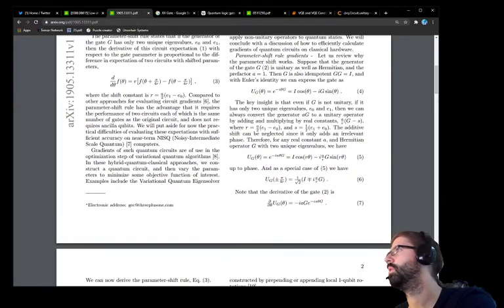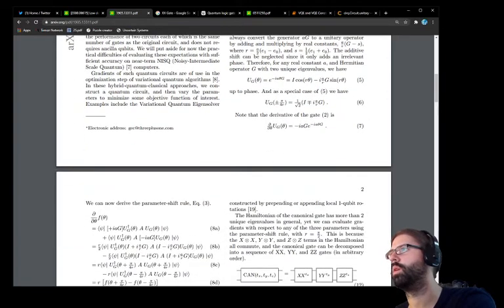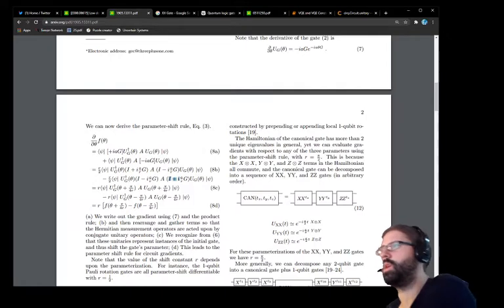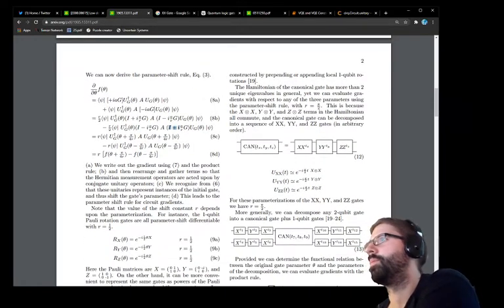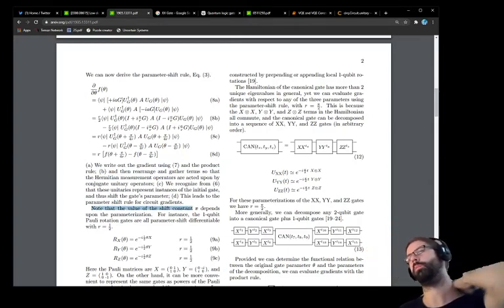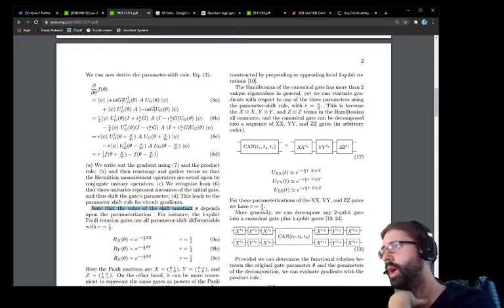Minus iaG, whatever. So we can now derive the parameter shift rule. So they go ahead and then, okay, they replace these. We write out the gradient using the product rule, and so on. Note that the value of the shift constant depends upon the parameterization. For instance, the 1-qubit Pauli rotation gates are all parameter shift differentiable with r equal to 1/2.